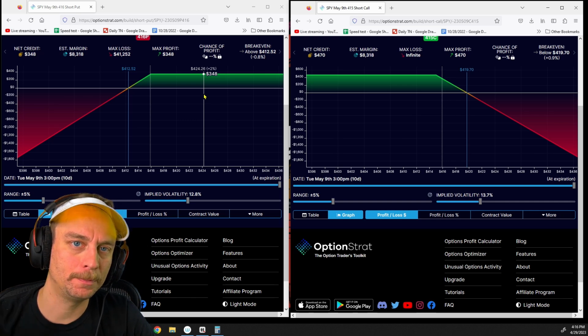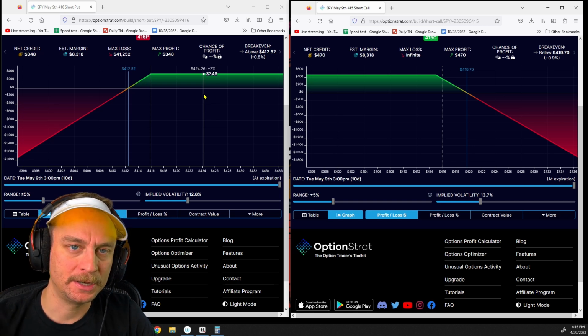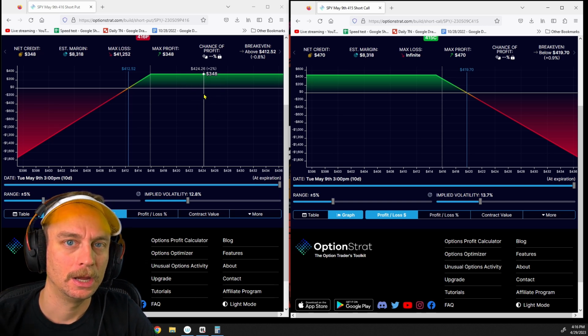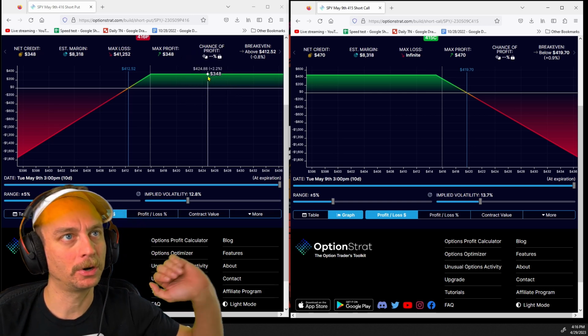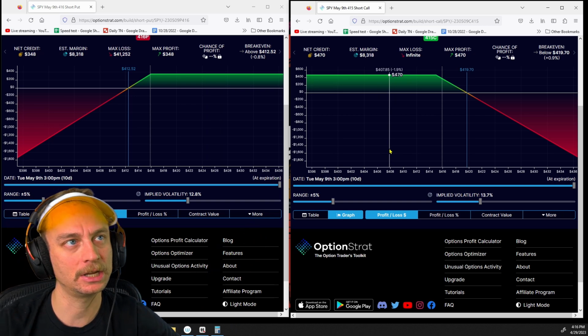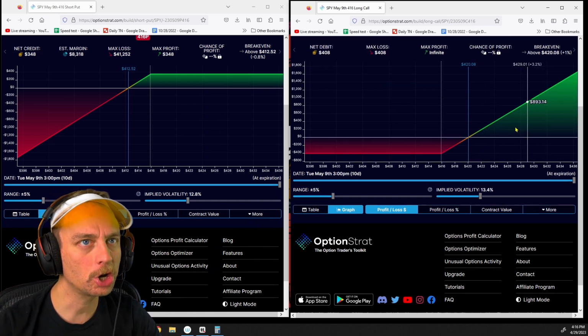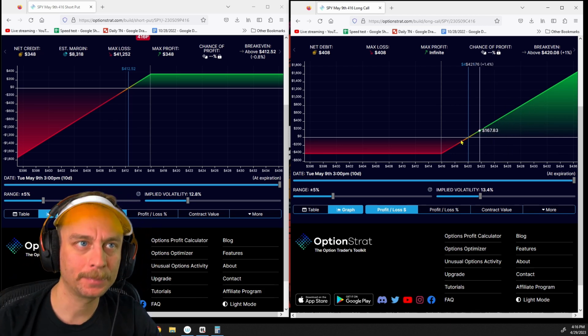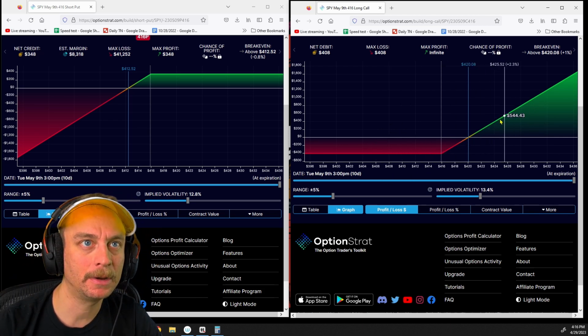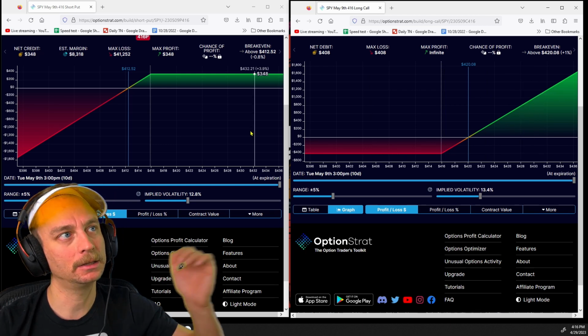Long call, you're betting the market goes up. The difference between the long call and the short put is I can only make a maximum amount of money if the market goes up. So let's take a look at that. So here's the long call on expiration. I'm betting the market goes up, can only lose a maximum amount of money, I can make unlimited money.